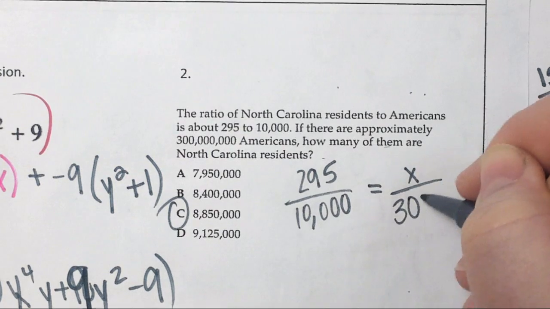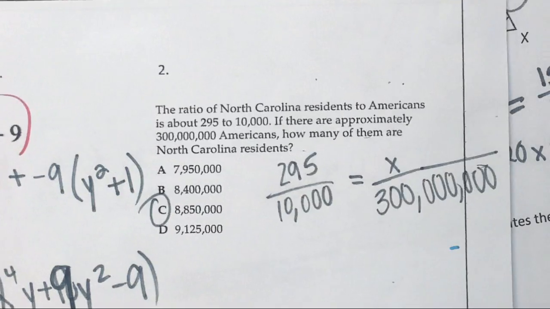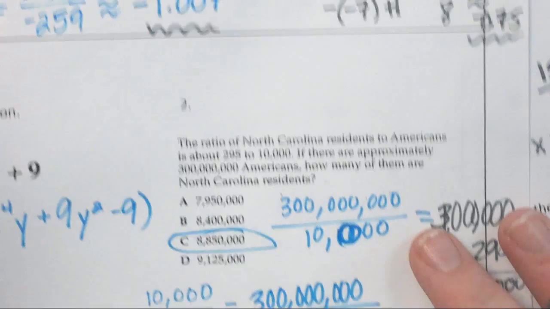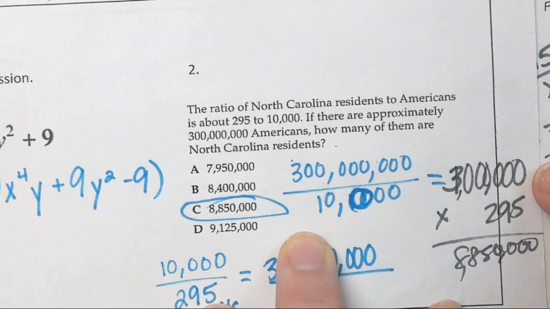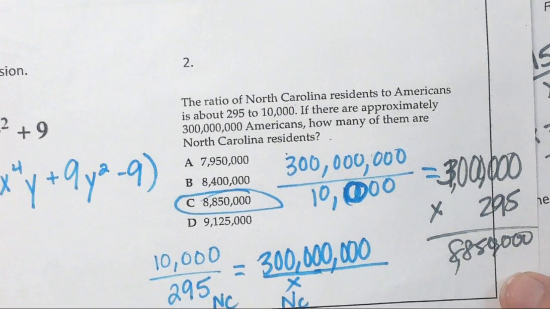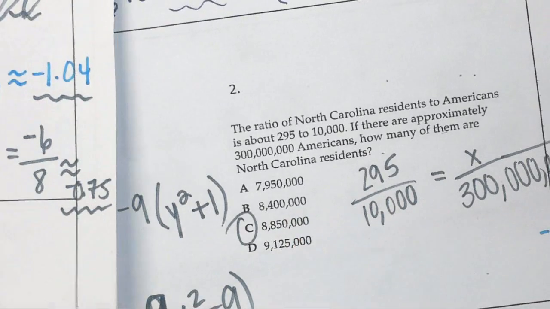Okay, so this is what someone did in first period. They said take 300,000, divide by the 10,000, and you get 3 million. They said 3 million times 295 is 8,850,000. Why am I happier with Danny's response than with their response?